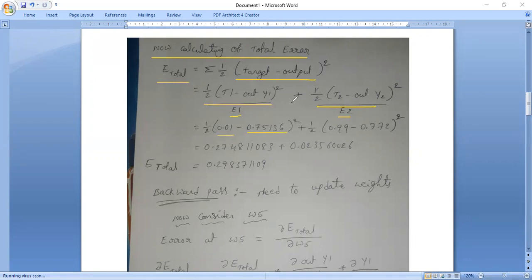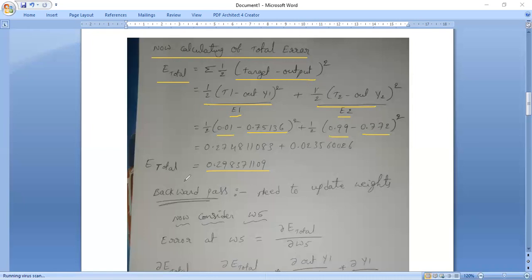Plus 1 by 2 into (T2 minus output Y2) whole square, where the target 2 value is substituted with 0.99. We have calculated the output of Y2 now, so that is the value of this one. Finally, this is the result of the total error of the network. So the calculation of error is over. This is not a minimum; it's a little bit more.